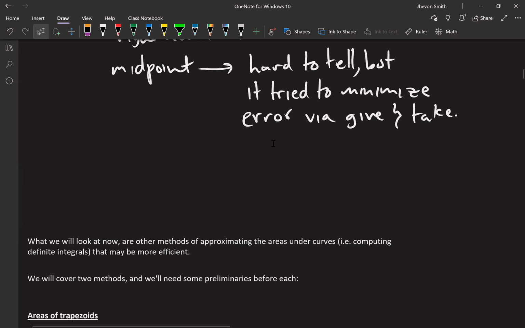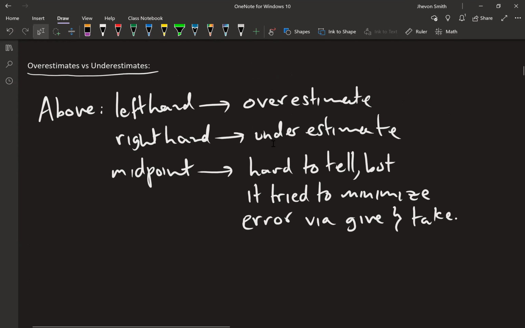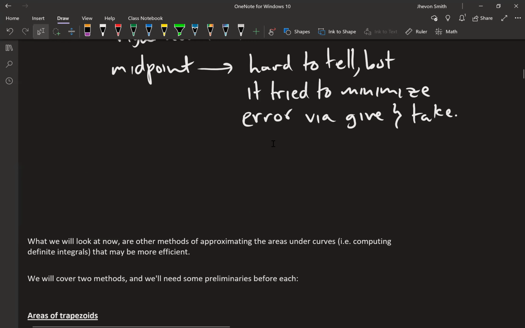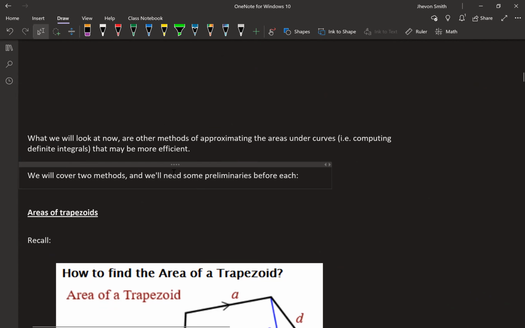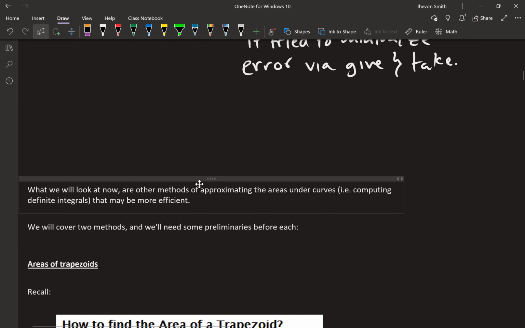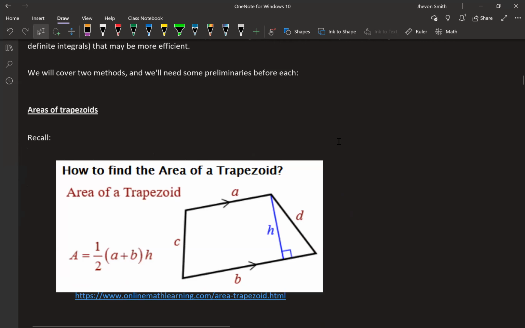We're going to use the trapezoid rule and also the Simpson's rule. Midpoint rule you already covered in Calc 1, but yes, we're going to do the other 2. We're going to do the trapezoid rule and something called Simpson's rule. So first, we need to review the area of a trapezoid. We need to remember how to do that. Okay. So this rule comes from the area of a trapezoid.